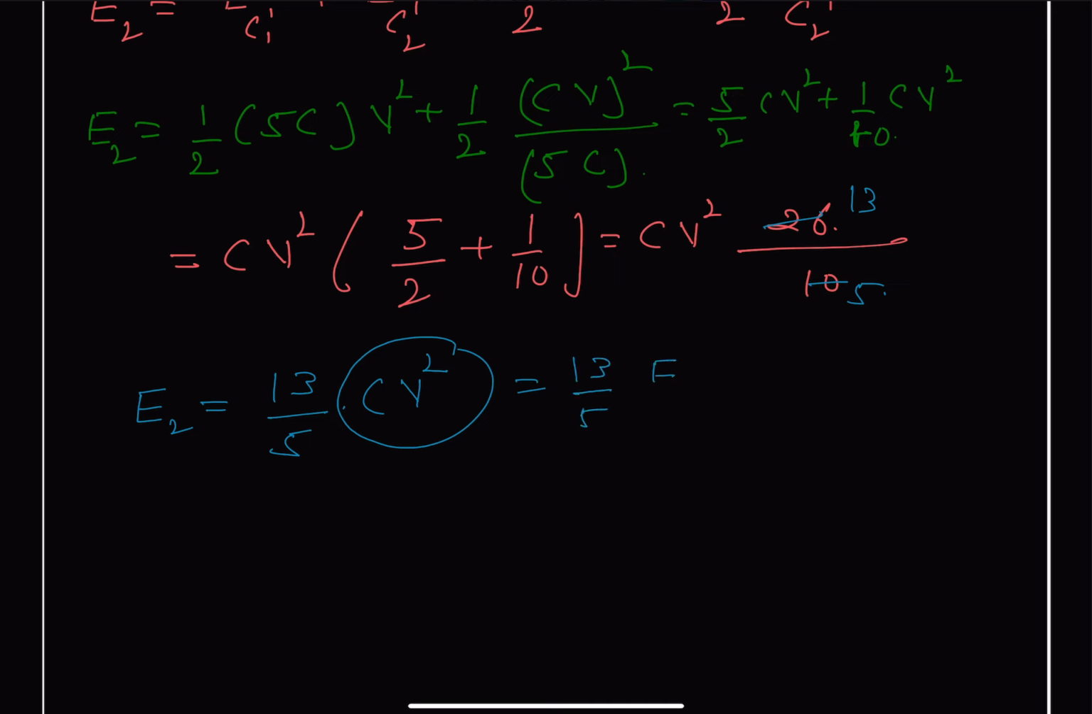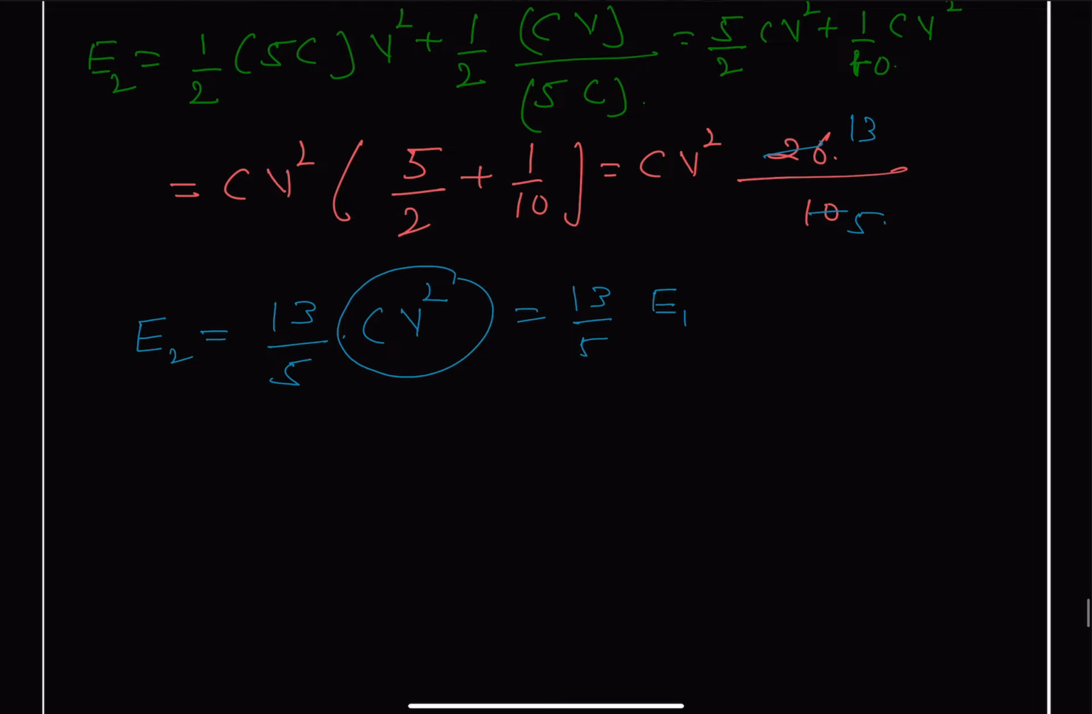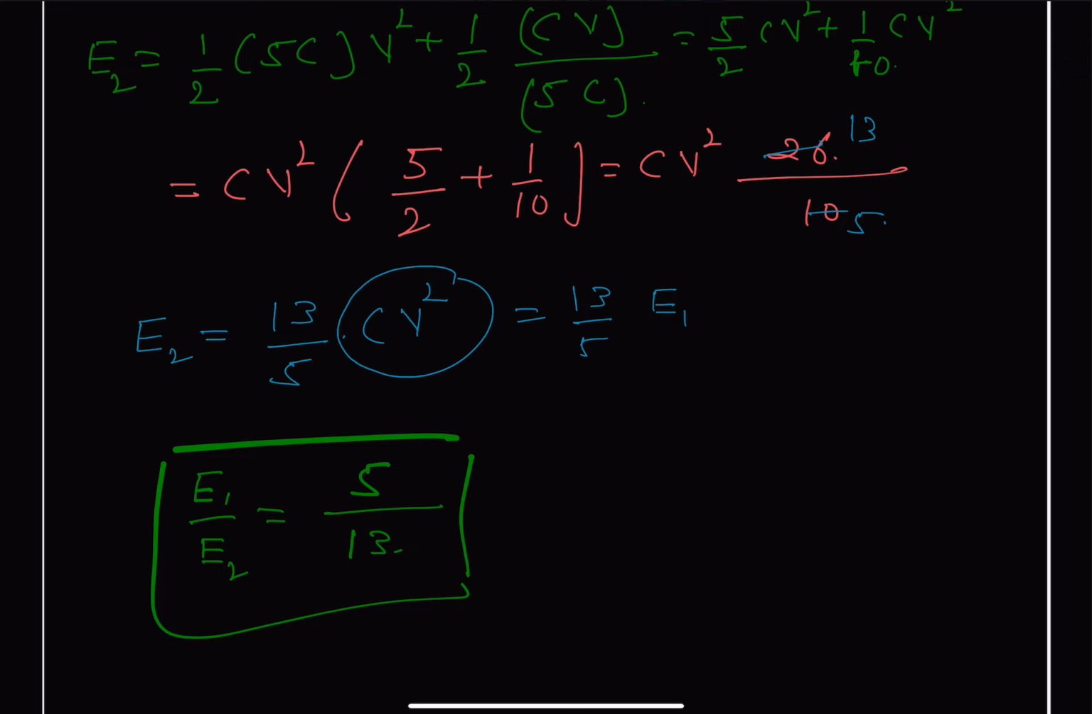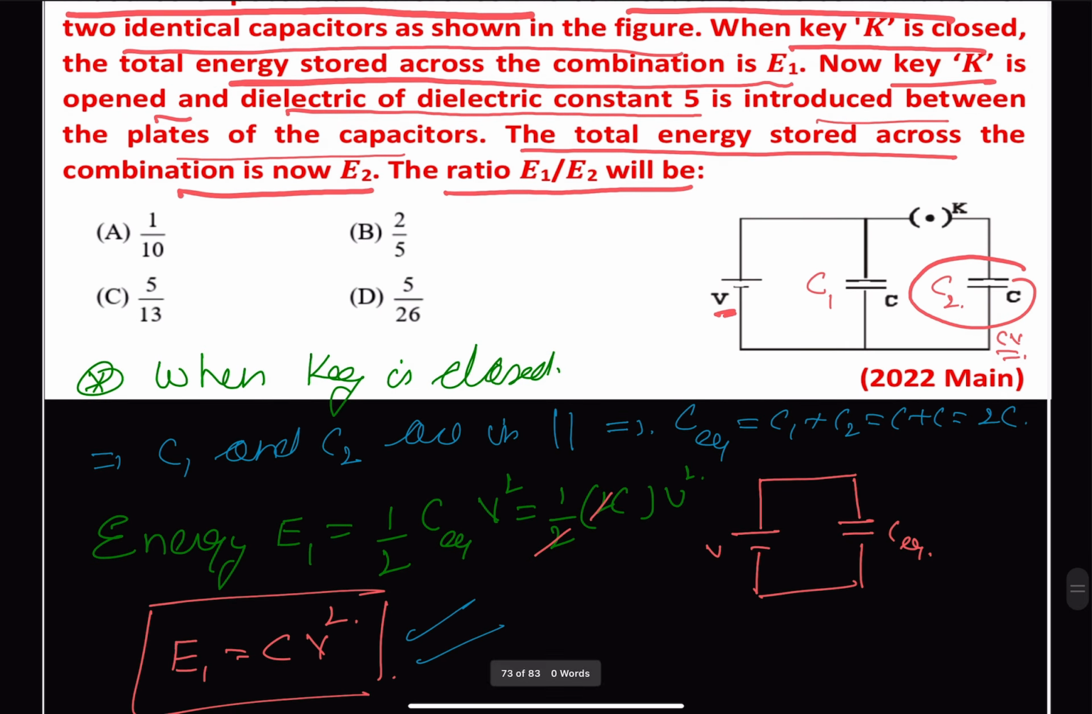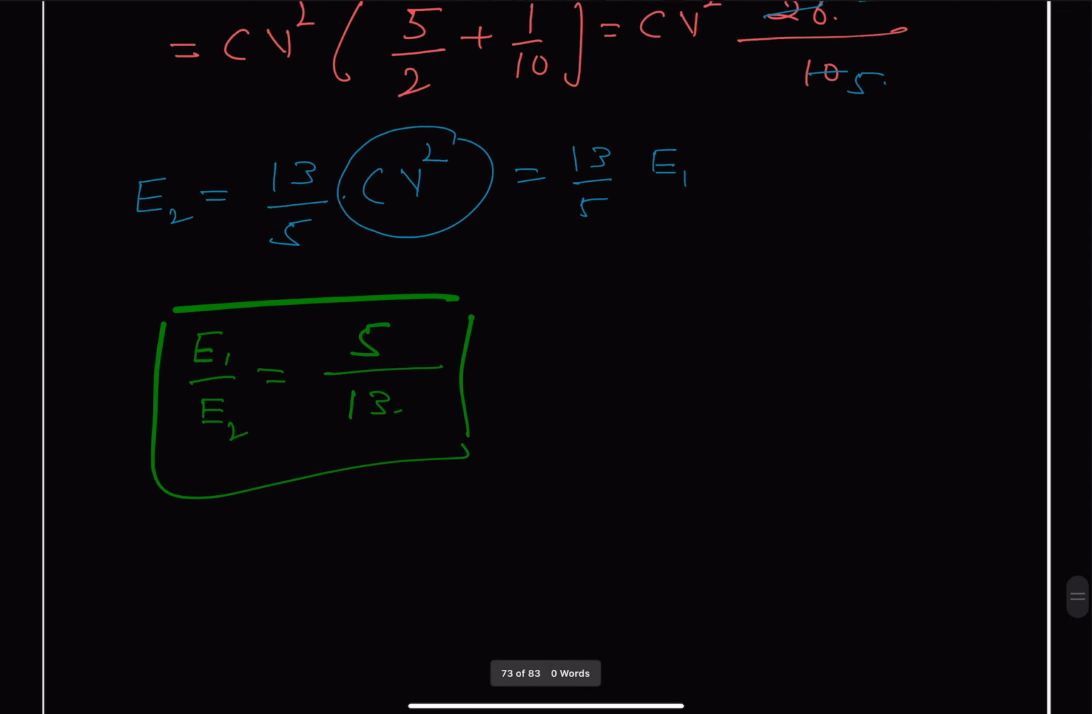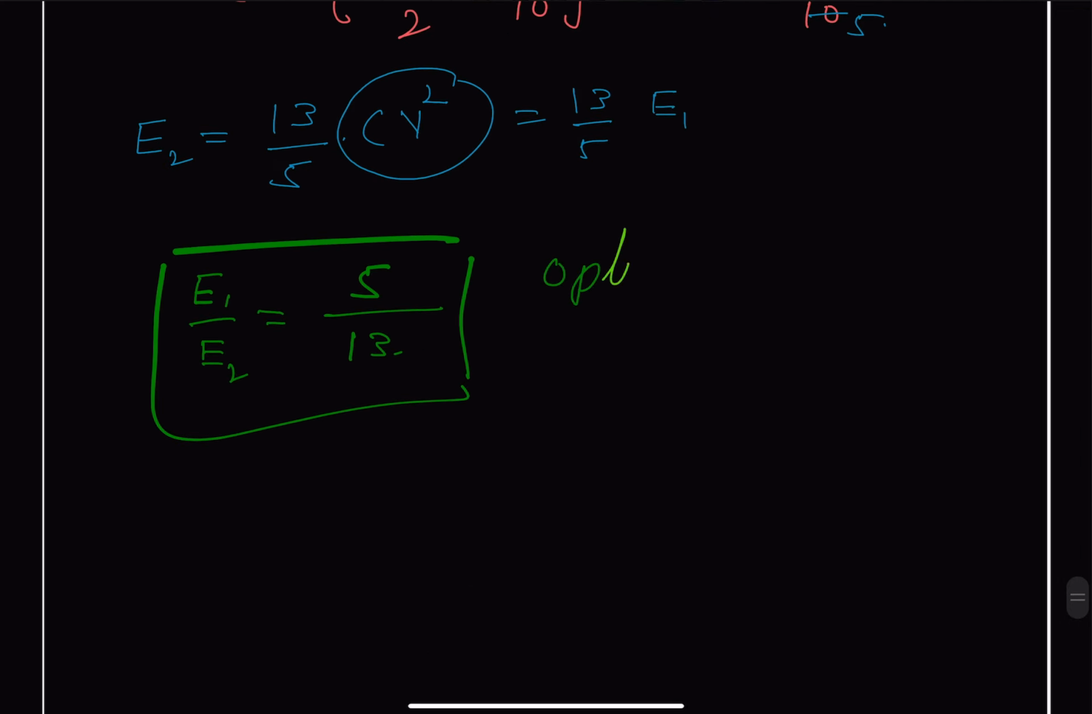So we get the ratio of E1 by E2 will be equal to 5 by 13. So option C is correct. Next question.